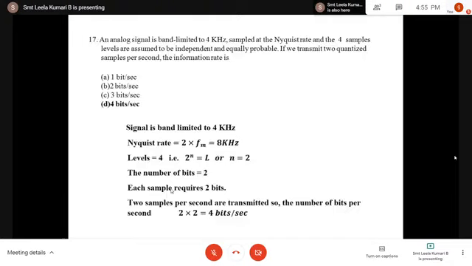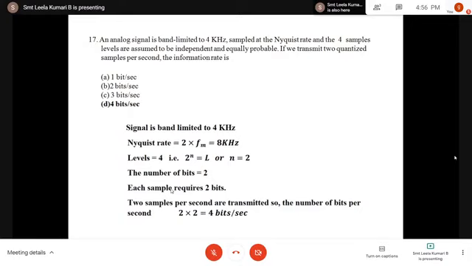An analog signal is band limited to 4 kHz, sampled at the Nyquist rate, and the 4 sample levels are assumed to be independent and equally probable. If we transmit 2 quantized samples per second, the information rate is. So the signal is band limited to 4 kHz means fm is given by 4 kHz. Sampled at the Nyquist rate means Nyquist rate is 2 fm. Therefore, 2 into 4 kHz, which is equal to 8 kHz.